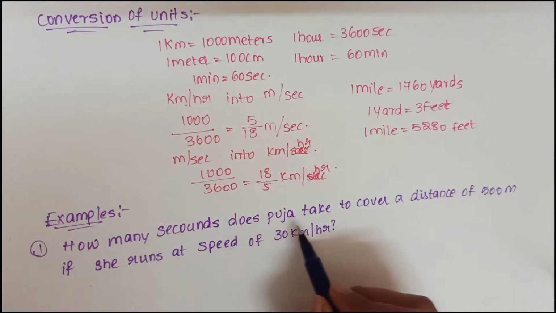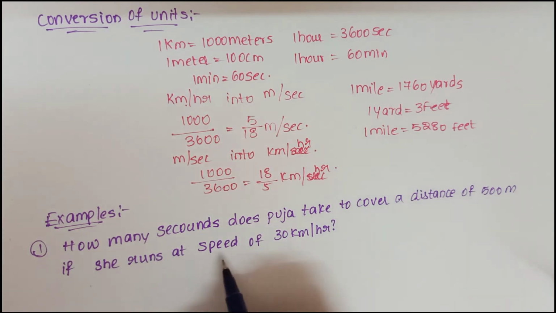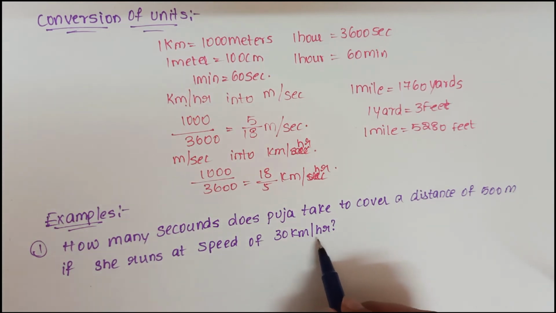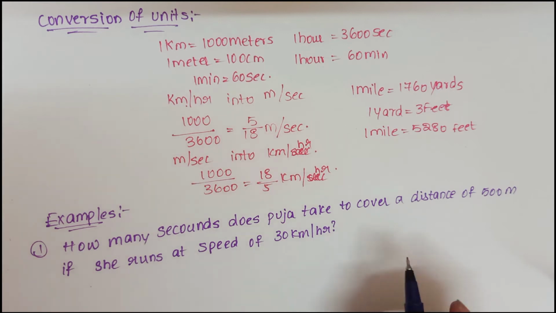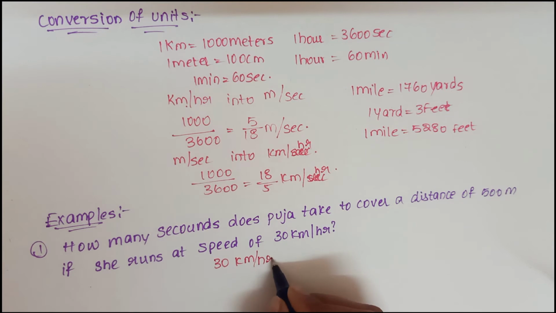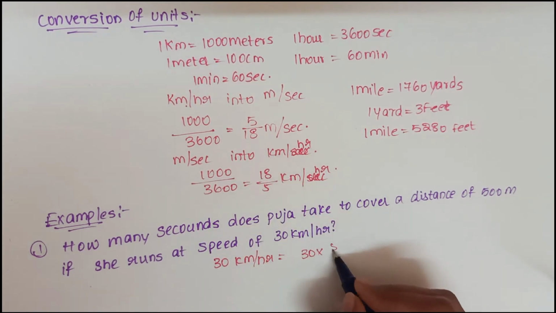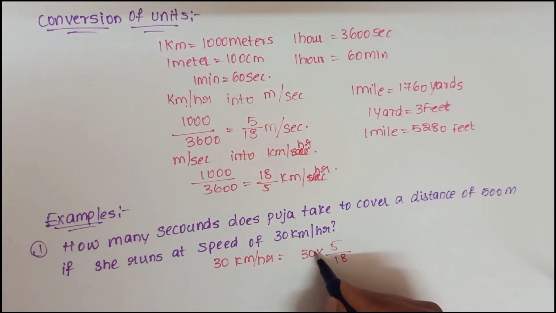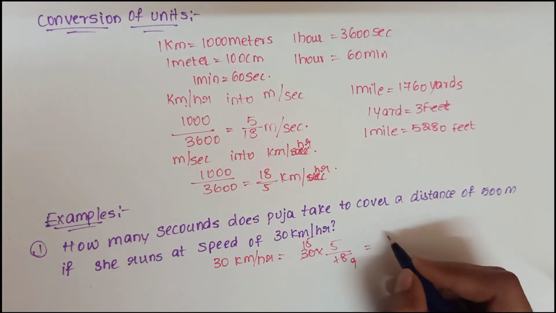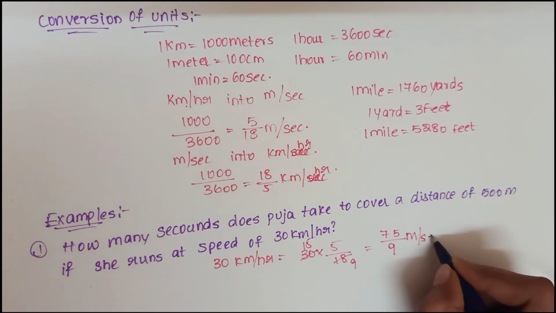How many seconds does Pooja take to cover a distance of 500 meters if she runs with a speed of 30 km per hour? First we want to convert kilometer per hour into meters per second. So 30 km per hour is equal to 30 into 5 by 18. If we calculate, we'll get 75 by 9 meters per second.